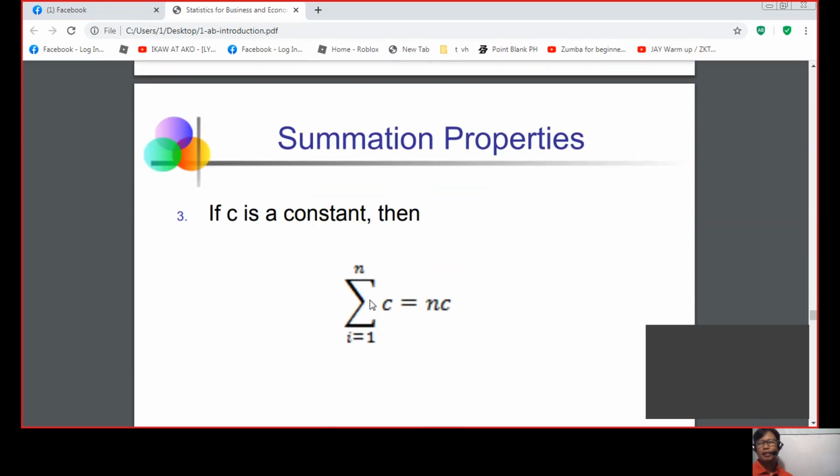Okay. Then, if c is a constant, ganito na lang. Wala siyang kasamang variable. Kung c lang siya. So, it will become nc. Okay, kung ano man yung number na yon multiplied by the constant.